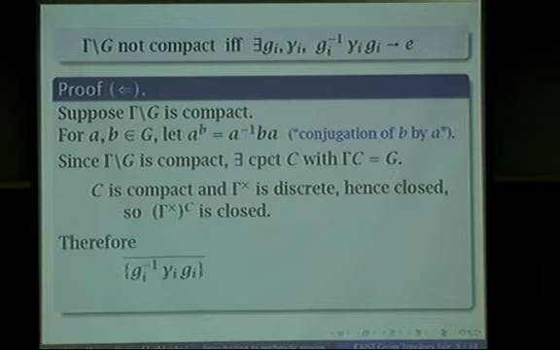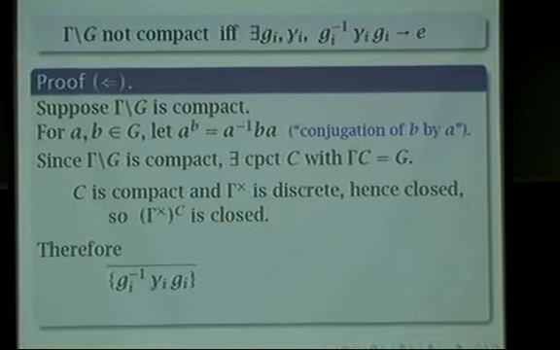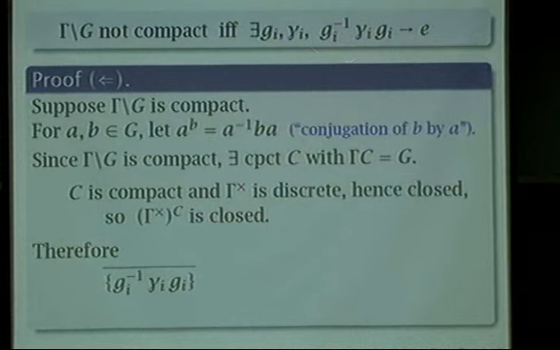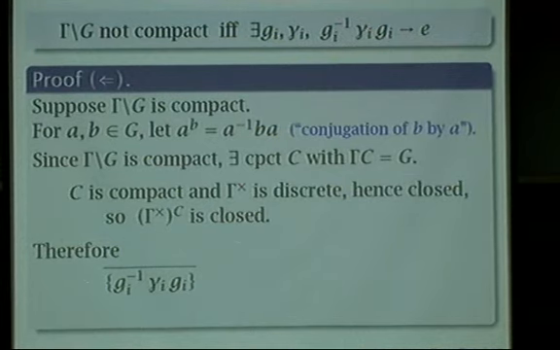Okay, therefore, I've got these conjugates, and I'm assuming that the limit of these things is the identity. That means that the identity is an accumulation point of the set of all conjugates here. If you look at the set of all these things, the identity is the accumulation point. That exactly means that the identity is in the closure of the set of those points.